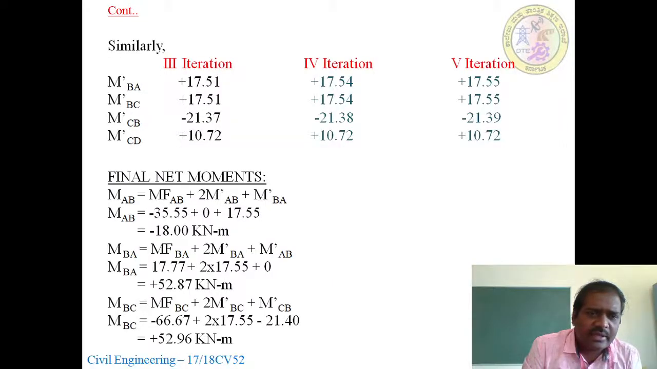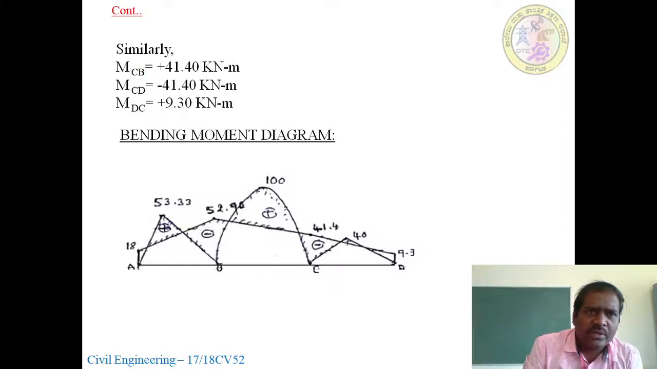And similarly MBC is MFBC plus 2 M dash BC plus M dash CB. So put in the values from the fifth iteration. So you will get all the bending moments, all the moments. Then draw the bending moment diagram.